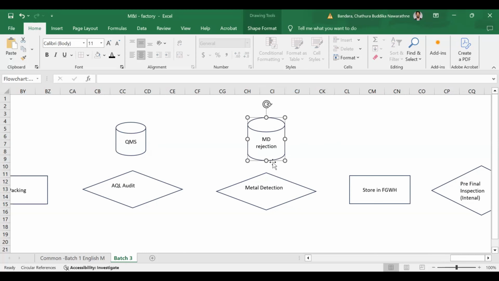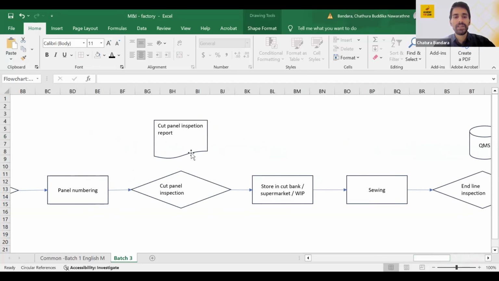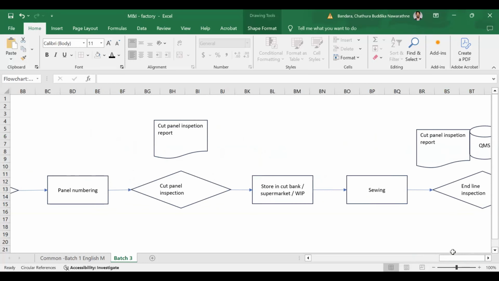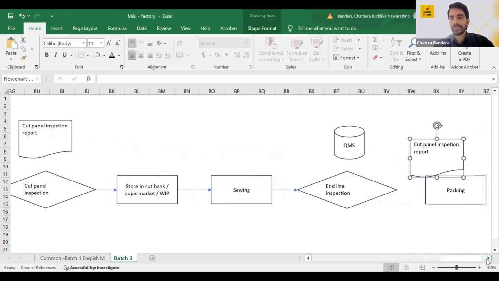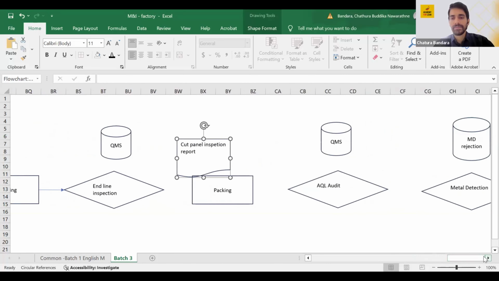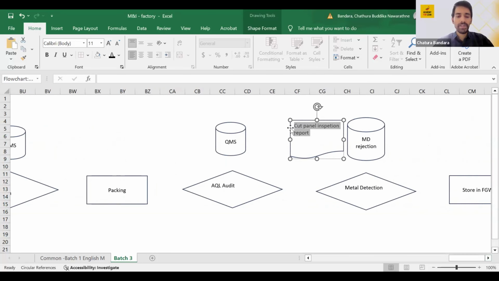We never put it in the system, because in my factory we are moving everything with the hangers. Yeah, we are integrated with everything. Okay, we'll put both then: MD rejection, and then we'll put a report as well. Yes, that's fine. Okay, we'll take this, MD report.